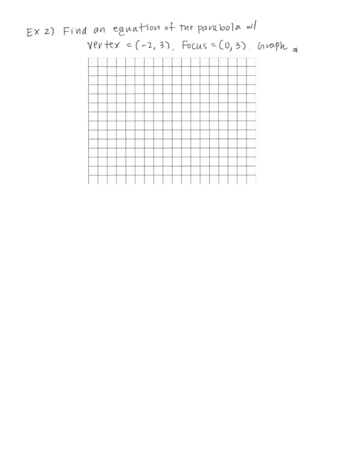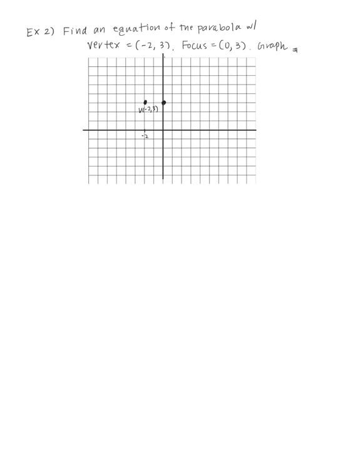Okay, let's do another one. Find an equation of the parabola with vertex at negative 2, 3 and focus at 0, 3. And we're going to have to graph this, so let's jot some points just to get an idea of what the graph's going to look like. The vertex is at negative 2, 3, and the focus is at 0, 3.